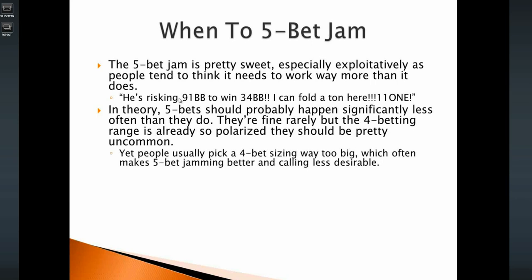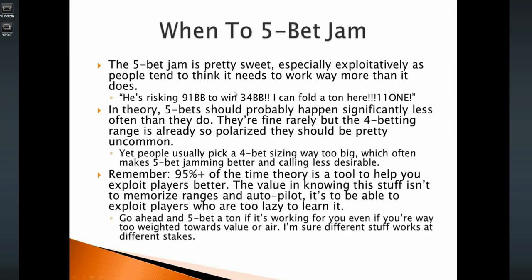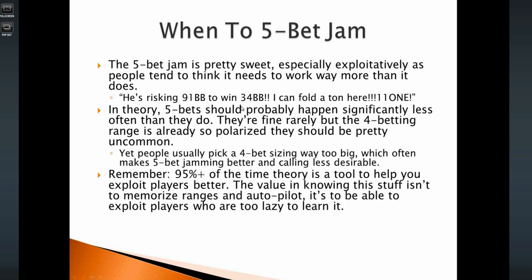Yet people usually pick a 4-bet sizing way too big, which often makes 5-bet jamming better and calling less desirable. We'll talk about that more in a bit. Remember, 95% of the time theory is a tool to help you exploit players better. The value in knowing this stuff isn't to memorize ranges on autopilot, it's to be able to exploit players who are too lazy to learn it. So now after you've seen this math, you can say, oh wow, my 5-bet needs to work less than half the time for it to be profitable. If your opponent's making big 4-bets, it might even be significantly less than that. If that's the case, you can use that exploitatively to think, oh, I don't know if my opponent's going to be able to call here half the time.